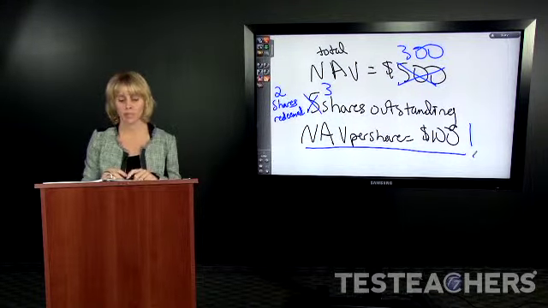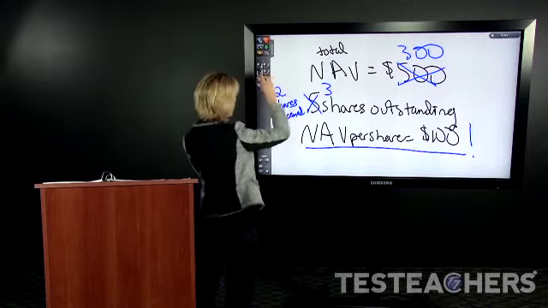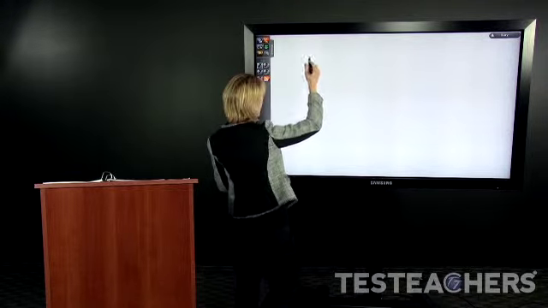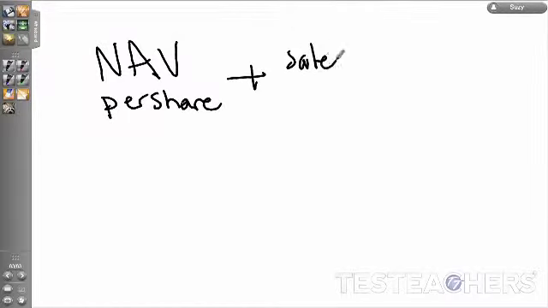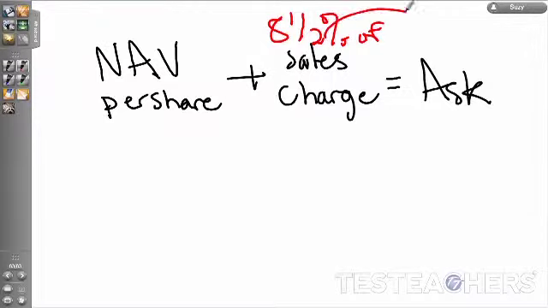Sales charges and pricing. We already learned that the maximum sales charge allowed under FINRA rules is 8.5% of the ask price. So NAV per share plus the sales charge equals the ask price, equals the ask. And the maximum sales charge allowed is 8.5% of the ask.